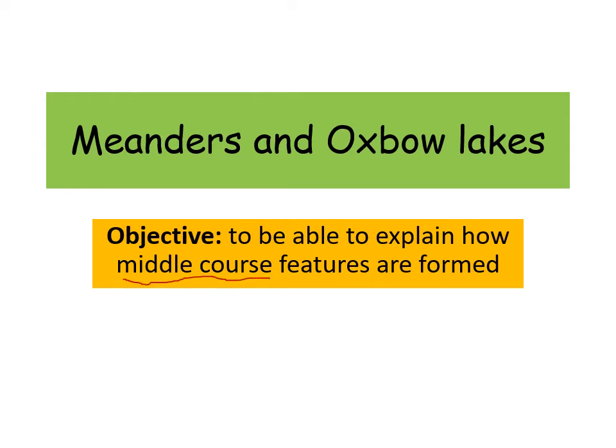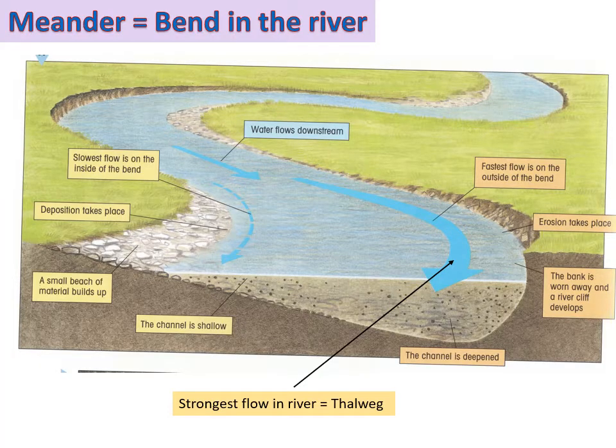So last week we looked at the upper course. This week we're going to look at the middle course. So on we go. The first thing that we're going to look at is a meander, which is a fancy word for a bend in the river.